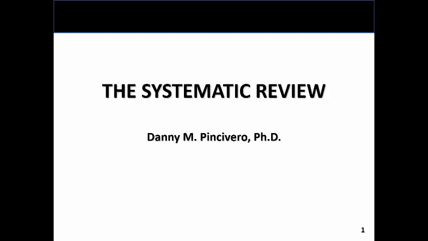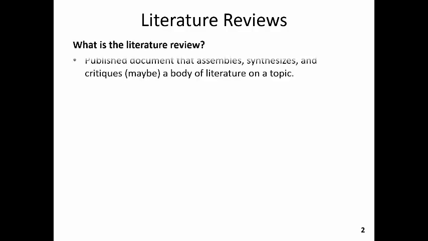In this lecture, we're going to begin our introduction of a very important component of the scientific literature, and that is called the systematic review. Now, the systematic review is one type of a broader class of published literature, and that is called the literature review. And the literature review is a published document that collects and assembles, synthesizes and analyzes, and on occasion will critique a body of literature on a particular topic.